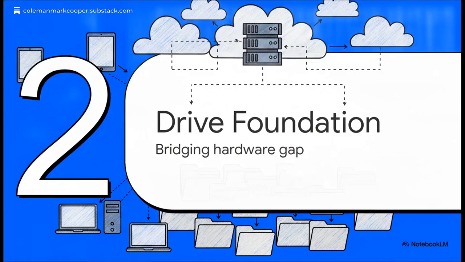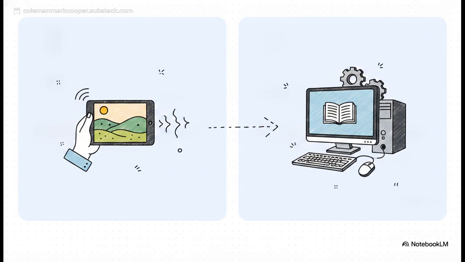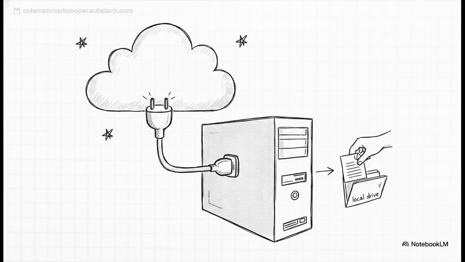Moving right along to Section 2, the Google Drive Foundation, bridging the hardware gap. Now, here is the cross-platform harmony we're really aiming for. Picture this. Your iPad and iPhone act as your mobile data capture and inbox while you're out in the world. Everything you do immediately syncs to Google Workspace. So when you sit down at a web-native Chromebook or your heavy-duty Linux Mint desktop, boom, it's all just there, ready to go.